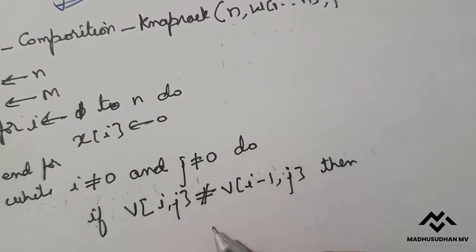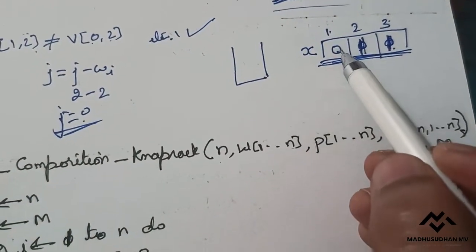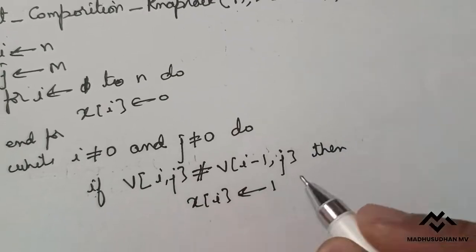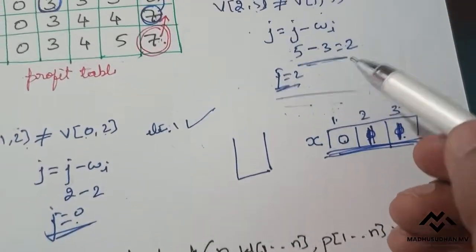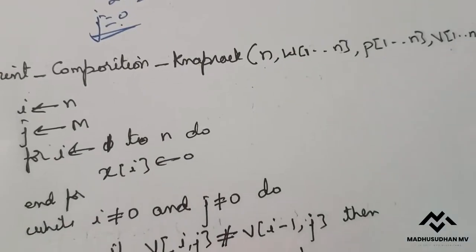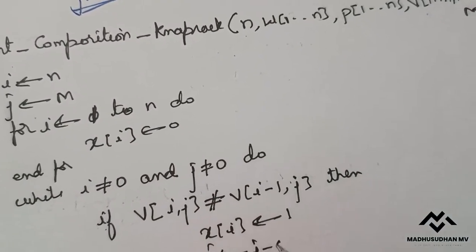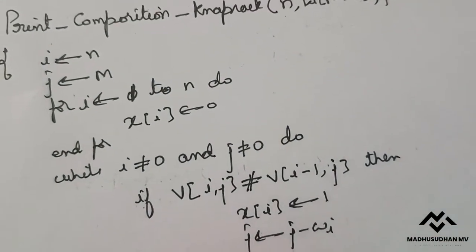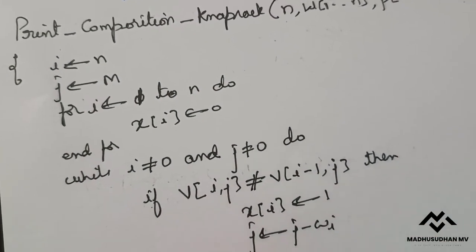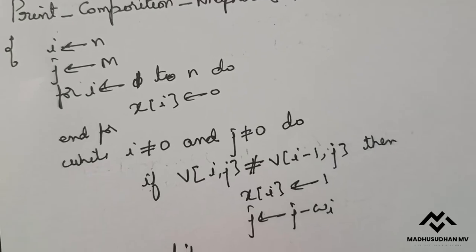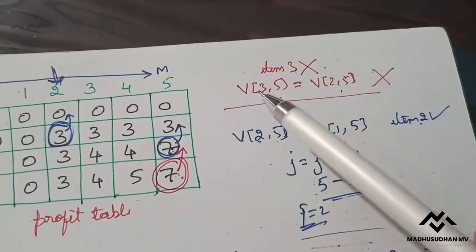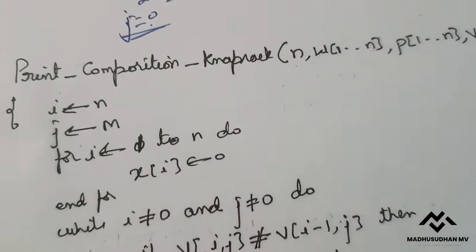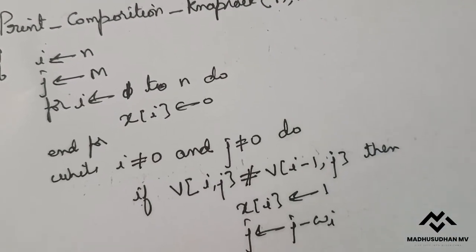We have selected the item. That means that entry in the solution vector has to be made 1. So X of I is made 1. Since I included it, I need to reduce its weight: J is equal to J minus Wi. I need to reduce the remaining capacity. That's it, end if. Then I need to decrement the I value. After this, first V of 3, then V of 2, then V of 1, so each time I is reduced. I is I minus 1. End while.